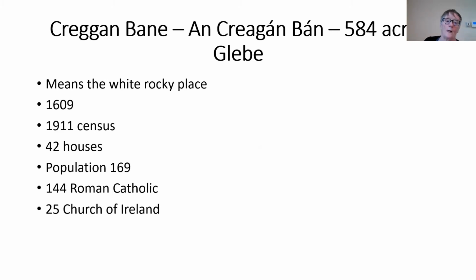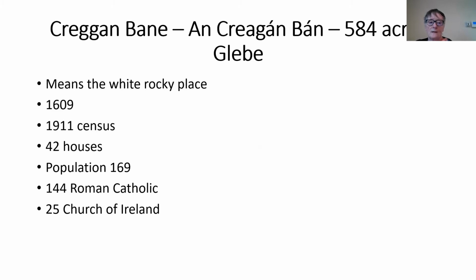Creganban, again the white rocky place, and Creganban Glebe. Anywhere that you see glebe in a name, glebe means church land. So you're right beside now where the Church of Ireland is at Cregan. 584 acres, meaning the white rocky place, and on the maps in 1609.